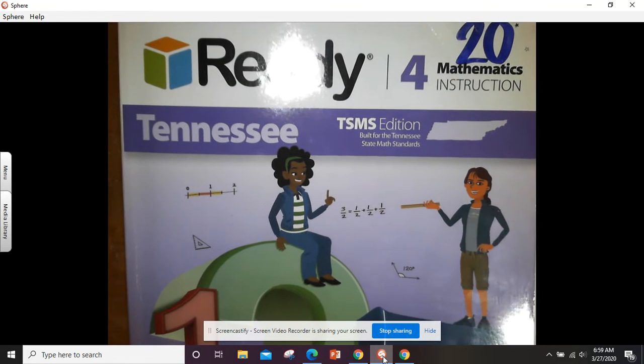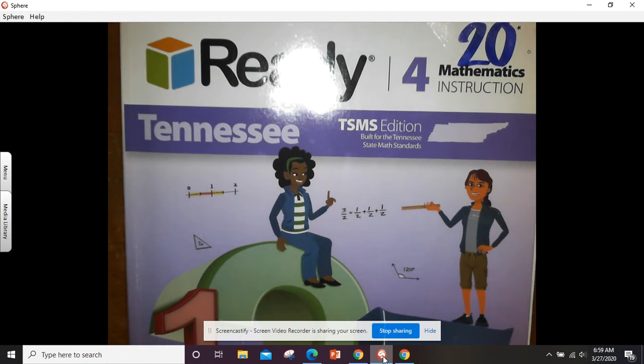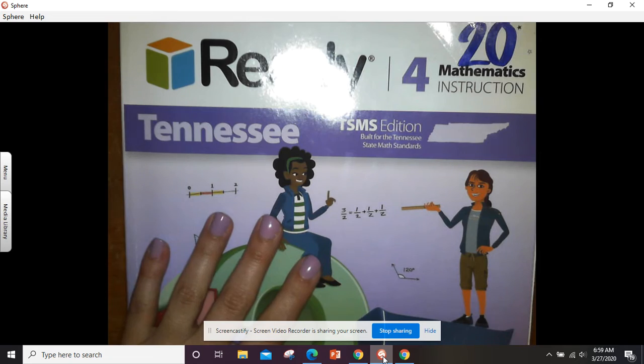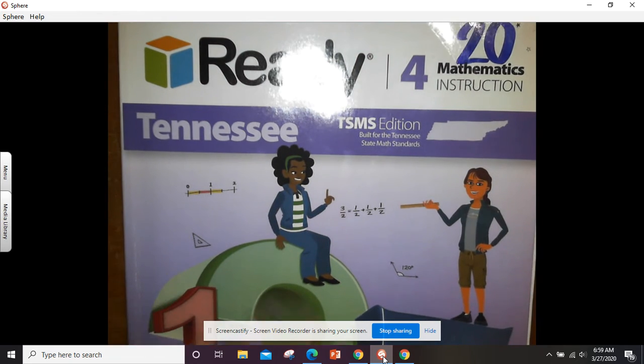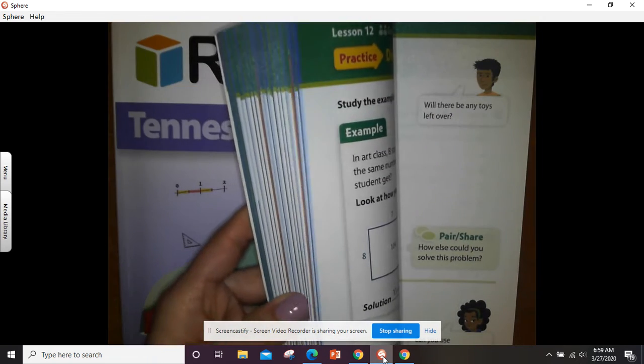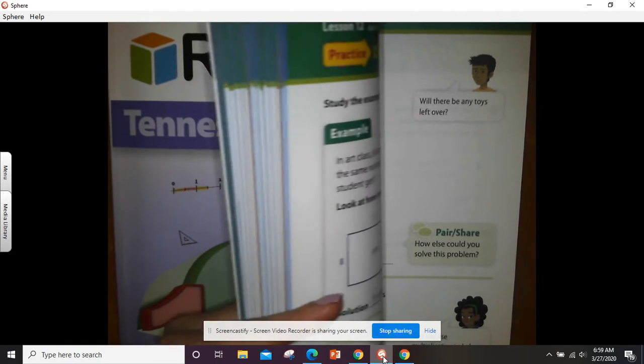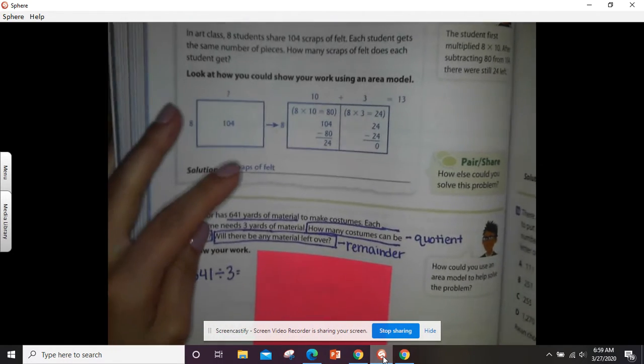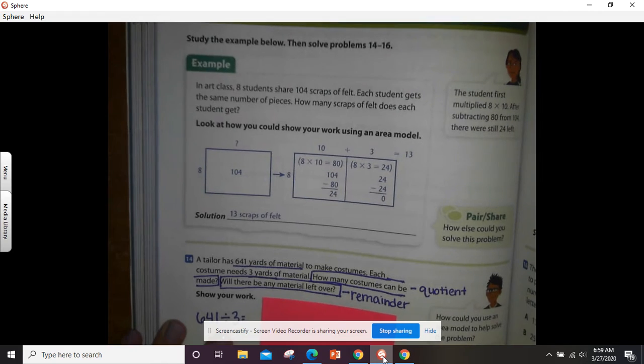Good morning, fourth graders. I would like for you to go ahead and find your instruction math book. It's the one that is glossy covered and has color. And I want you to go ahead and turn to page 128. You can pause the video now and find that.